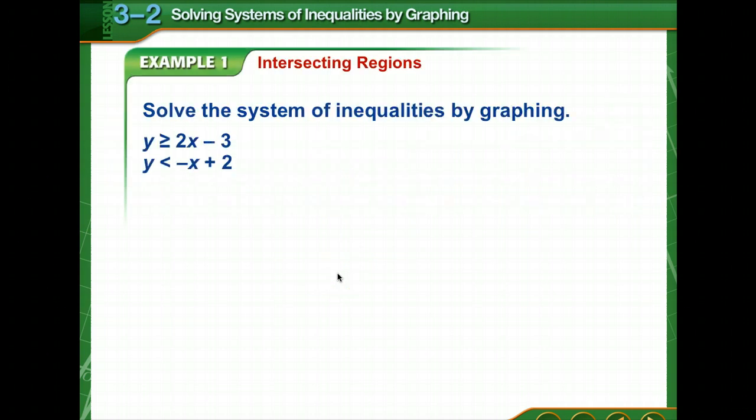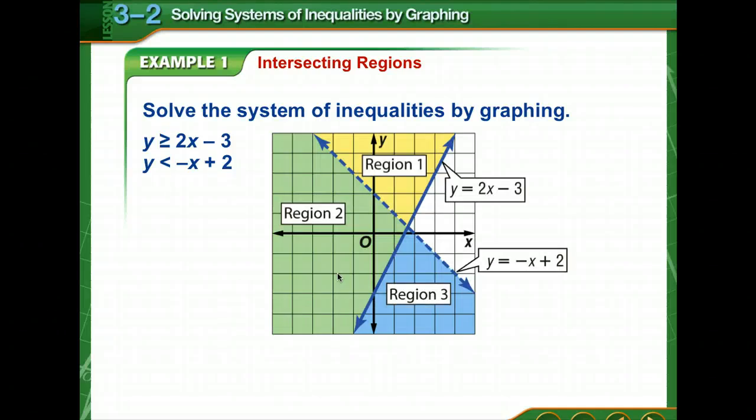In example 1, let's practice it a little bit. They ask us to solve the system of inequalities by graphing. You're familiar with graphing the equations. Notice this one's got an underline, so it's a solid line. And the plain inequality, less than, is a dashed line. On this first one, it looks like we shaded regions 1 and 2. And on the second equation, we shaded regions 2 and 3.